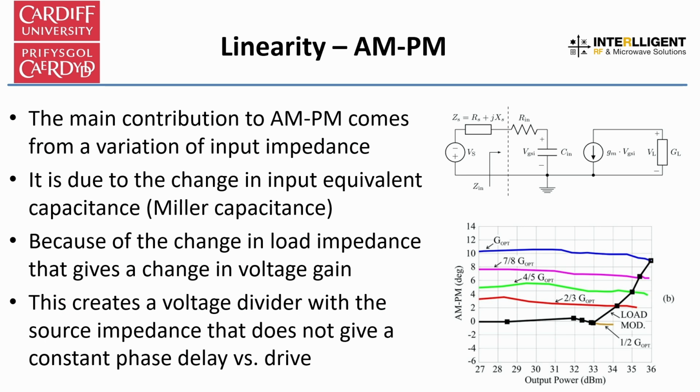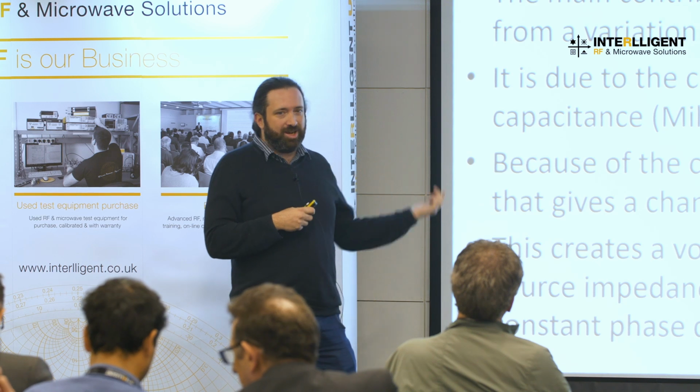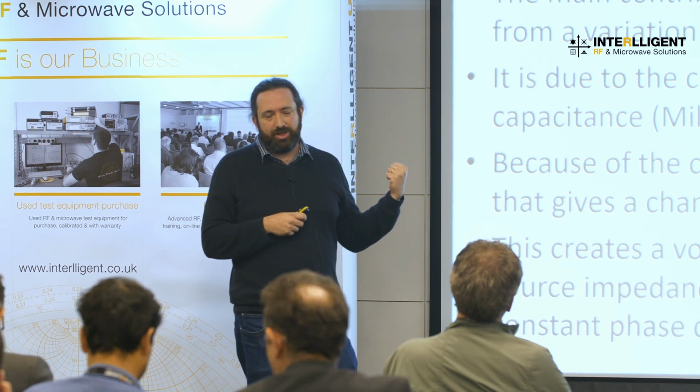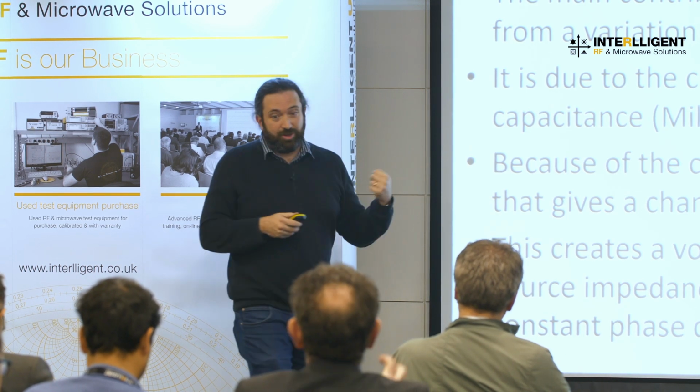The input capacitance of a device is due to CGS, but it's also due to CGD multiplied by the voltage gain. What is the voltage gain? It's minus GM times the load. And what we do in the Doherty, we change the load. So inevitably, you have an IM-PM when you do Doherty, if the Doherty works perfectly.